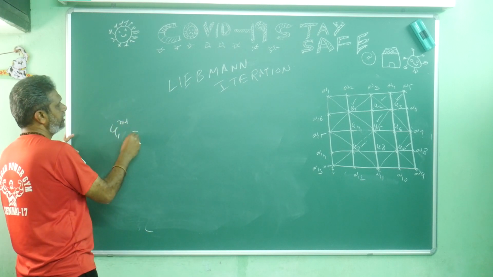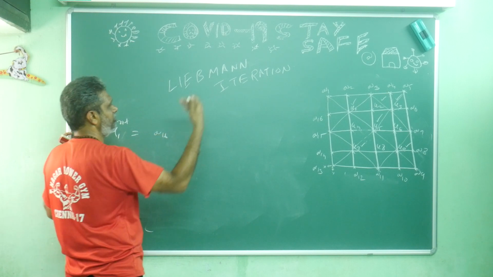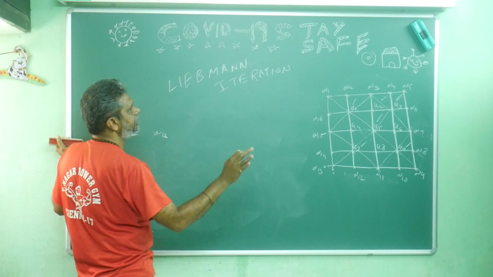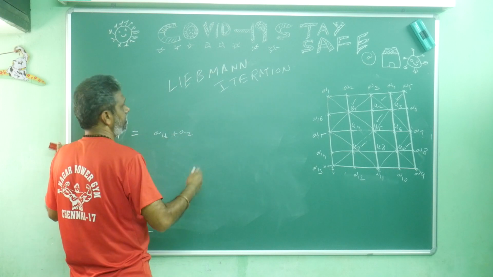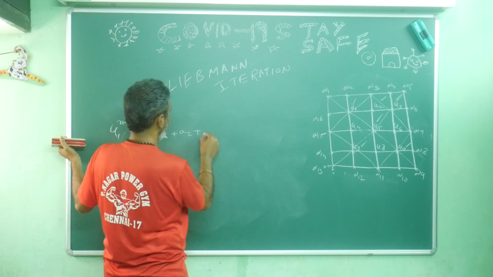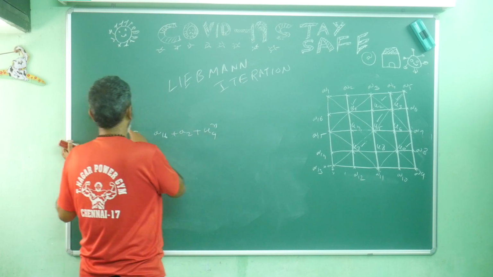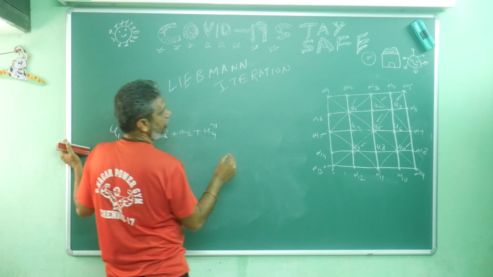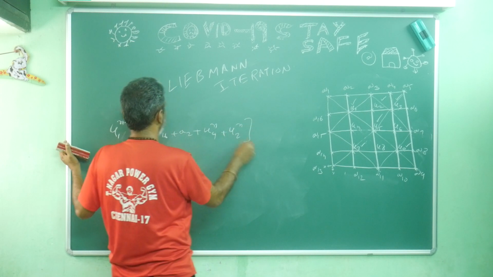u1 of n plus 1 is equal to, how can I write? a16 is fixed, whatever may be the n plus 1 position, nth position, n minus 1 position, this is always fixed, plus a2 of, this is also fixed, plus what you will get? u4 of n. n plus 1th means what? Suppose n is 0, then what you will get? Plus u2 of n.